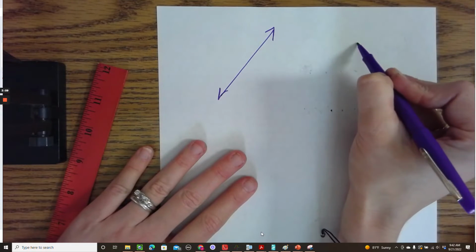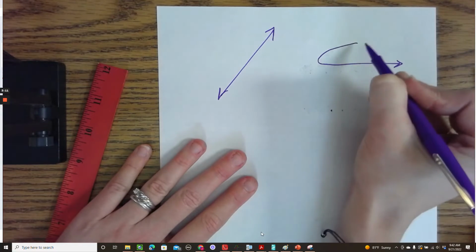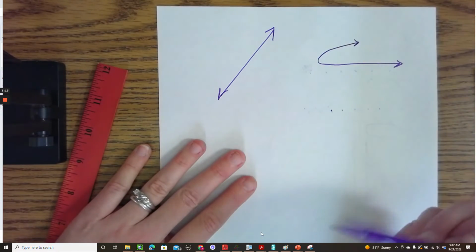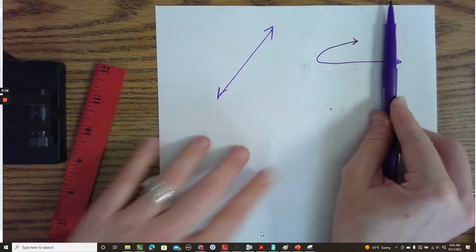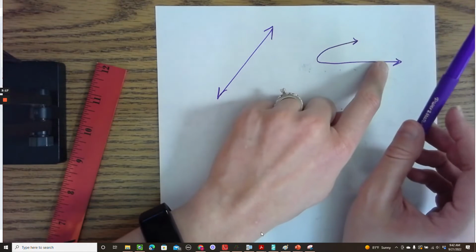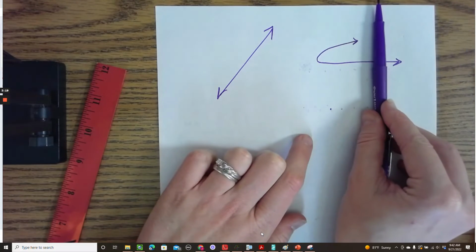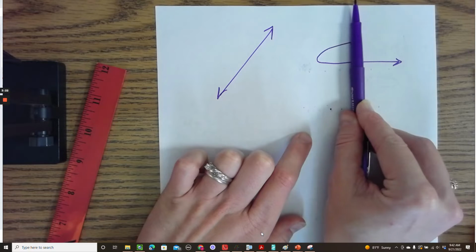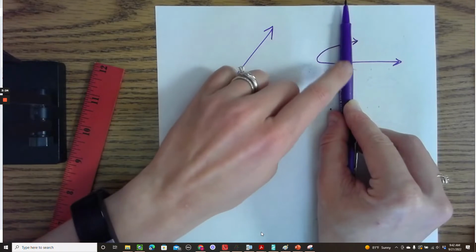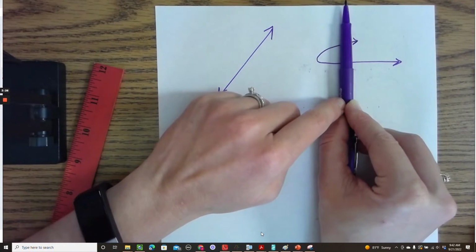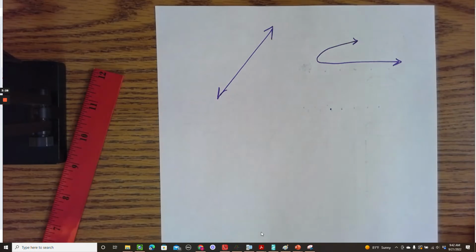So if it goes this way, here's where I have kids mess up. They go, oh, that's a function, because look, I can put my pen here and it only touches it once. But that's got to work everywhere. If I scoot that pen a little bit to the left, now it touches the graph in 2 places. So with the vertical line test, you've got to be able to move that vertical line back and forth across.